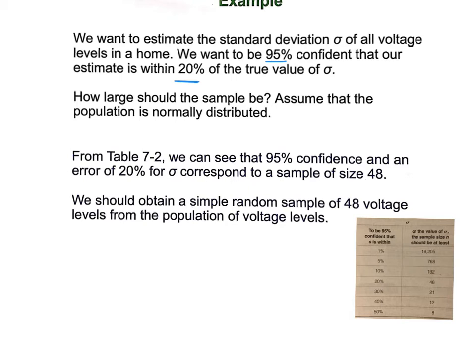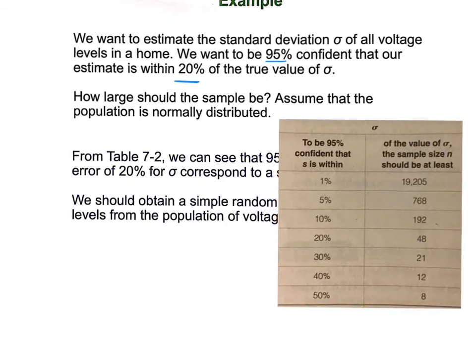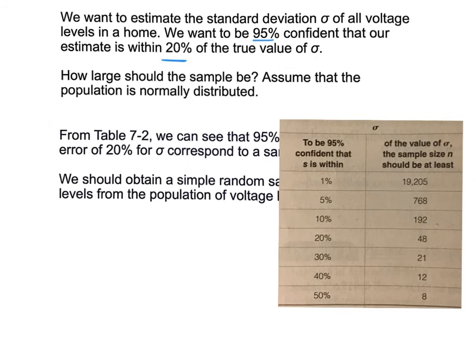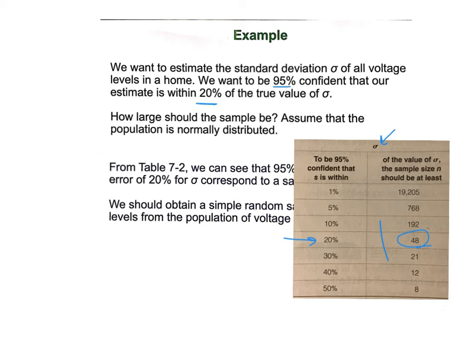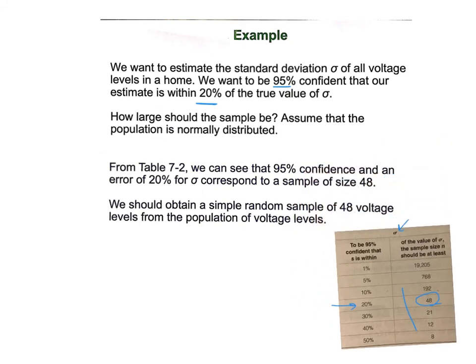So I took a picture of at least part of the table right here. I want to be 95% confident, and I'm looking for standard deviation, so I'm using this part of the table that says standard deviation on the top. It says within 20%, so I'm looking at 20% and the number it gave me. This is the sample size right there, 48. So I'm going to have to sample 48 homes. And look what it says the answer is right here. We should obtain a random sample of 48 levels from the population of voltage levels.